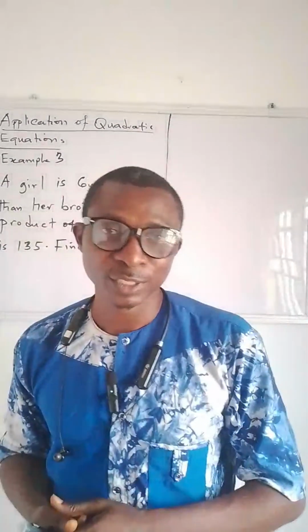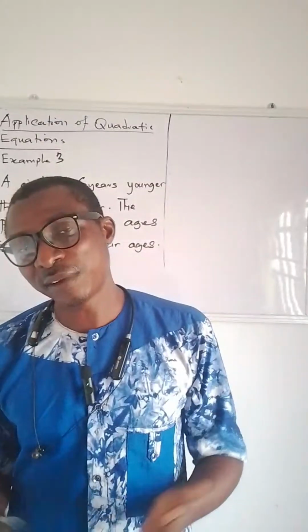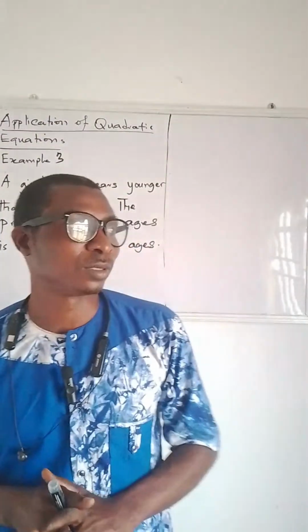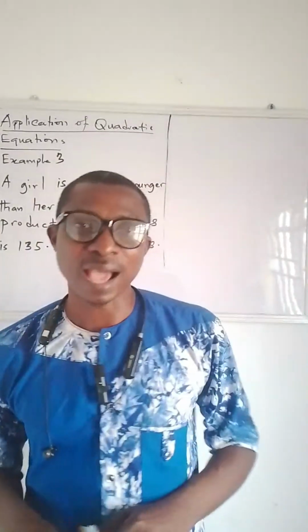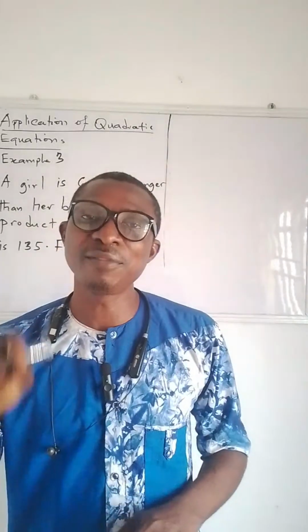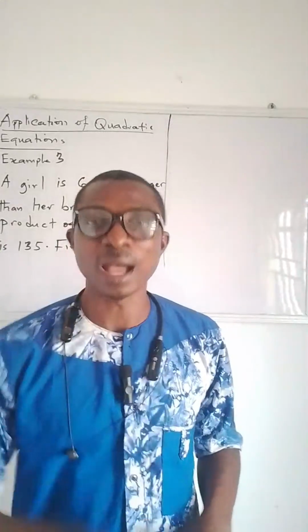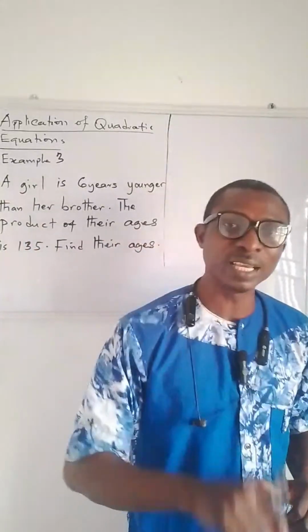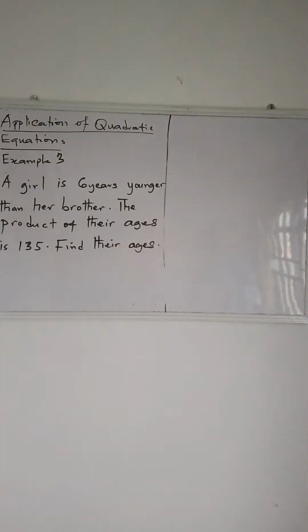Now, if I say your younger brother is 5 years younger than you, and you are 20 years old, I want you to drop in the comment section: how old is your brother? I said your younger brother is 5 years younger than you, and you are 20 years old. So what is going to be the age of your brother? Okay, I can see rescott. You have 15.